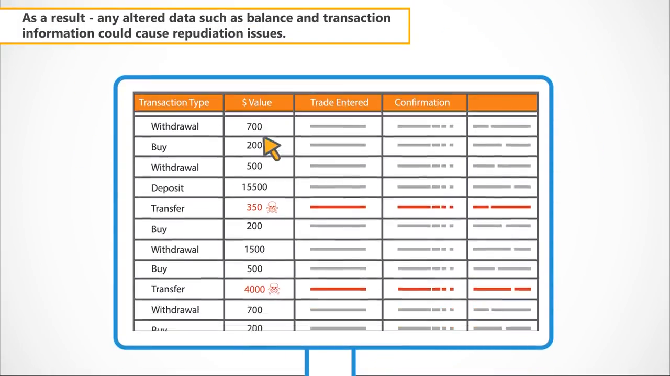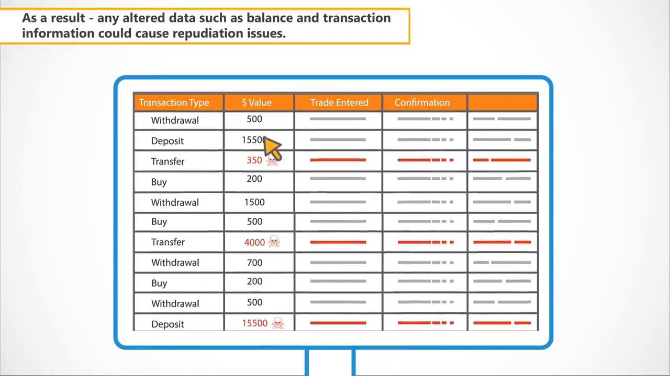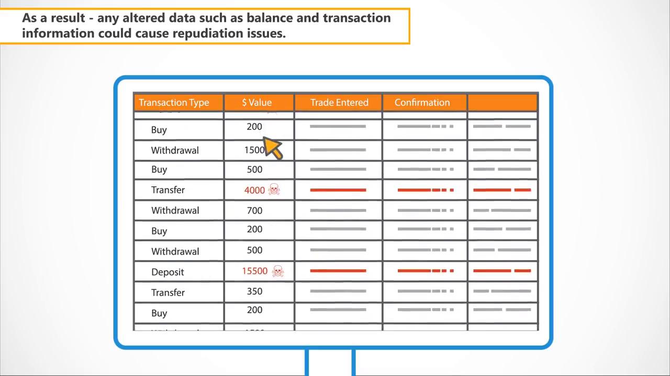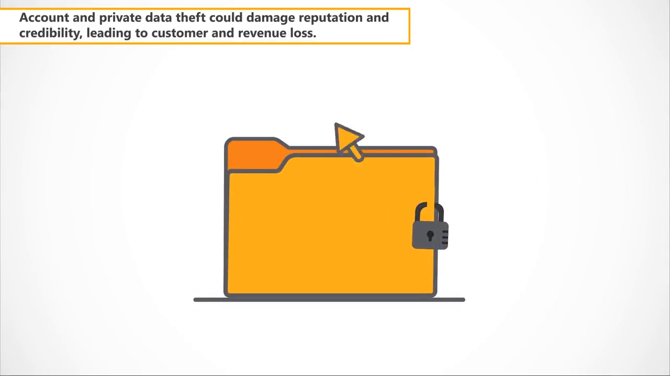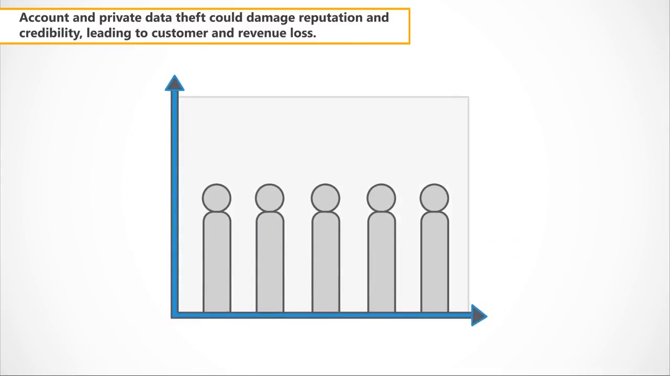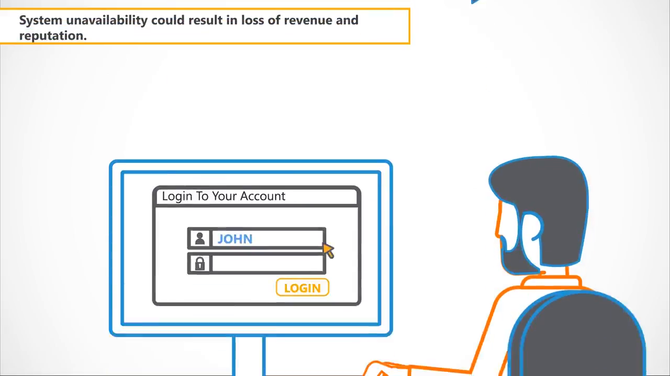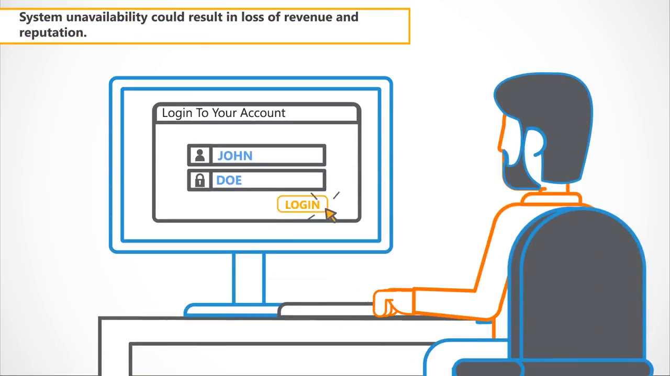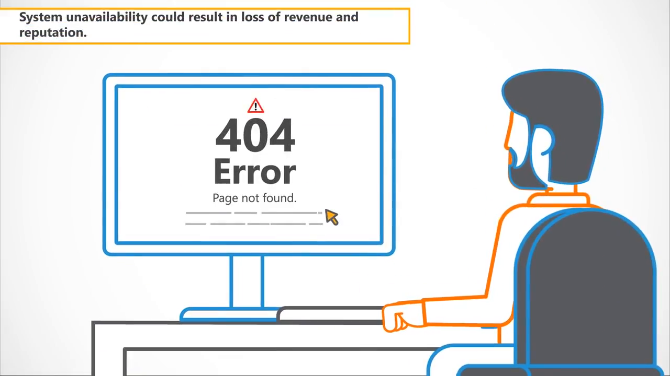As a result, any altered data such as balance and transaction information could cause repudiation issues. Account and private data theft could damage reputation and credibility, leading to customer and revenue loss. And system unavailability could result in loss of revenue and reputation.